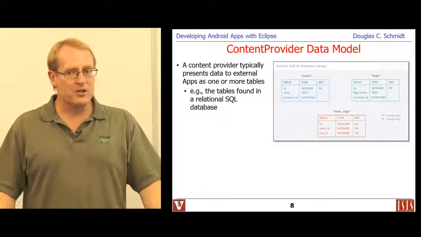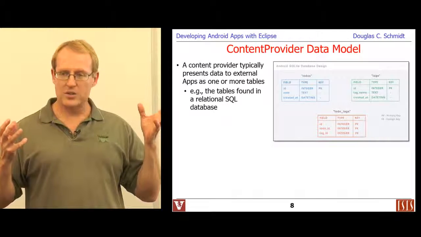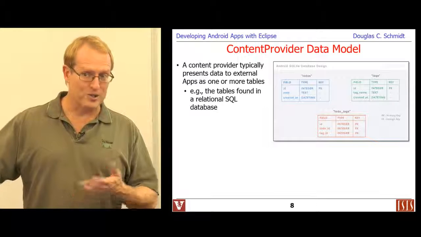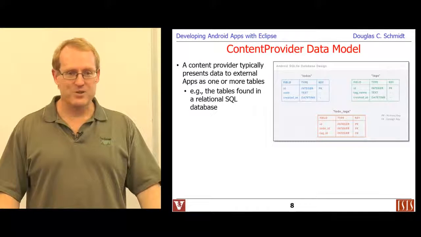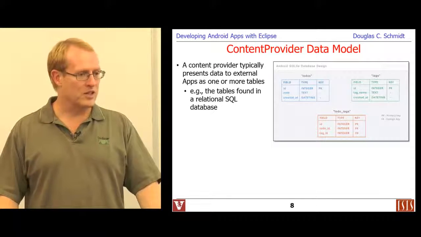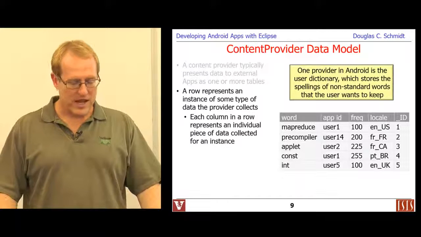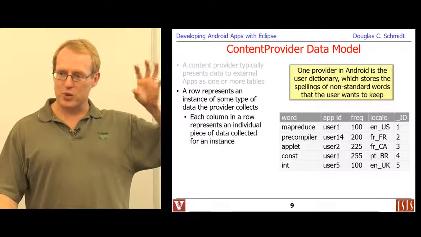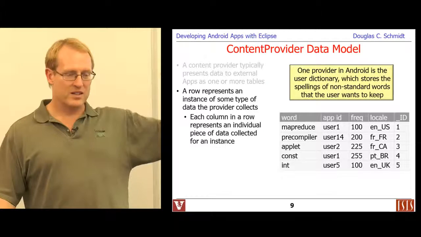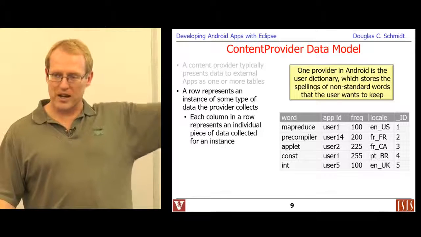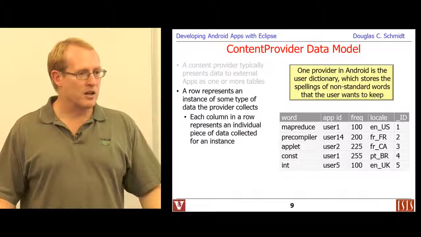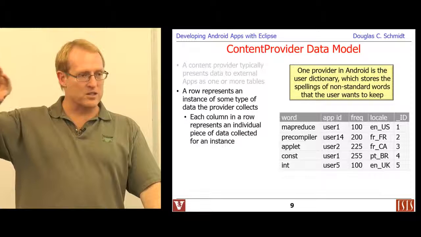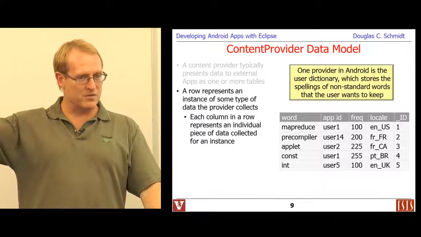The content provider typically presents data to apps in terms of these tables. Usually under the hood, those are done with SQLite. And it uses all the good stuff we talked about before, SQLite-like operations. As with SQLite, the abstraction exposed to the user is that of a row, which contains the fields, which are described by columns. So each column in a row represents an individual piece of data for an instance of that particular piece of data.